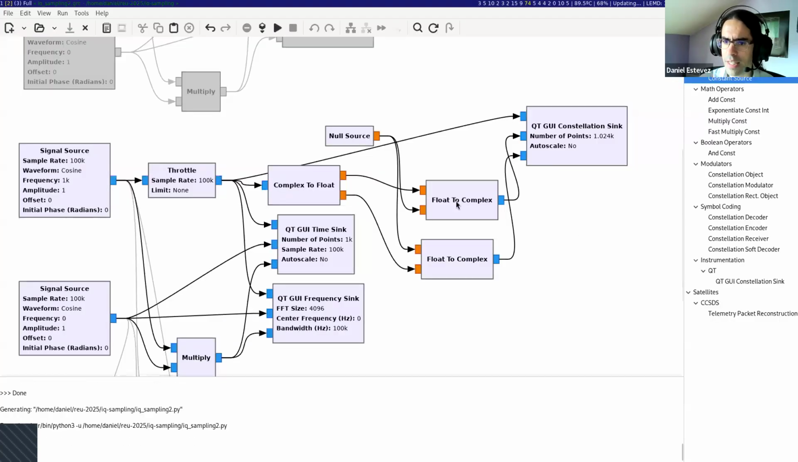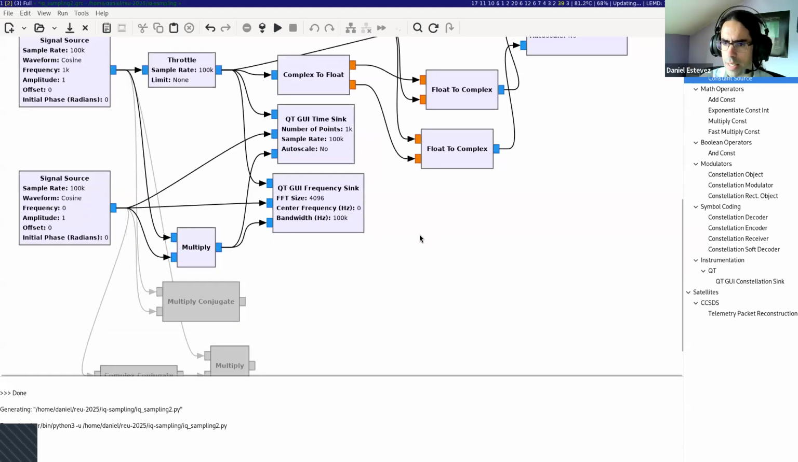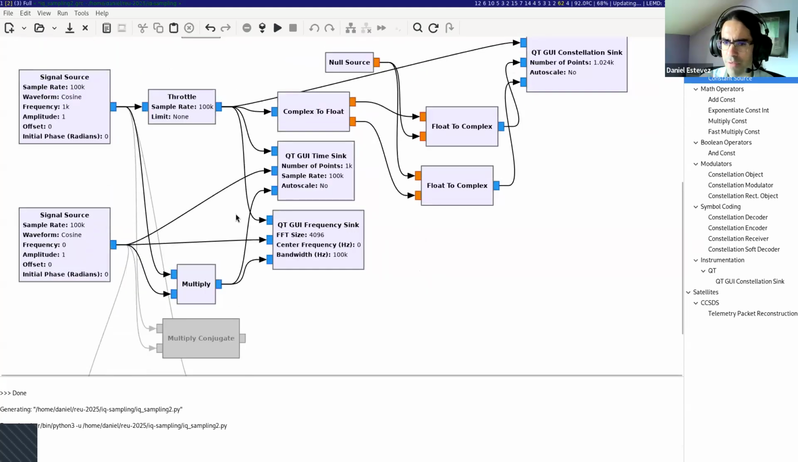Okay, final thing about IQ sampling or complex signals is maybe we have an input signal which is not complex. The previous week, we were seeing the RTL-SDR radio that we have. It's already giving us complex numbers because that's what everyone wants to do digital signal processing.